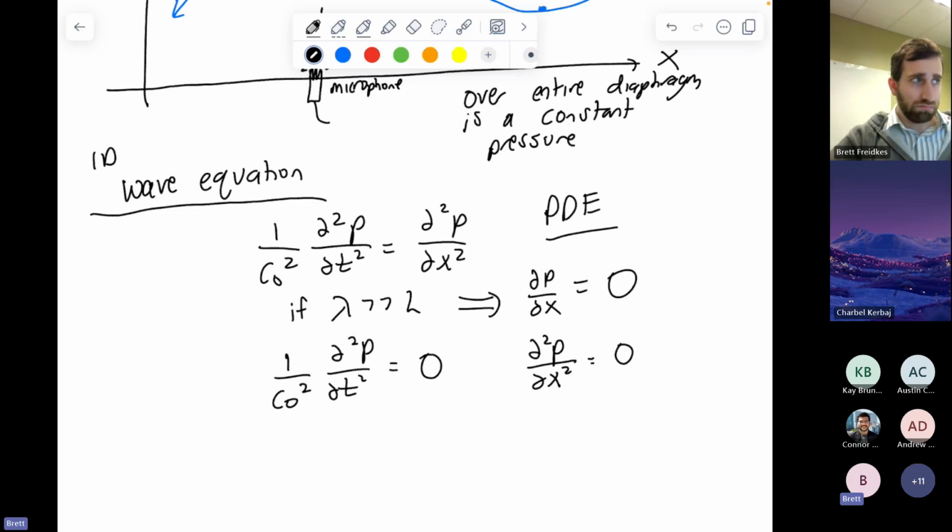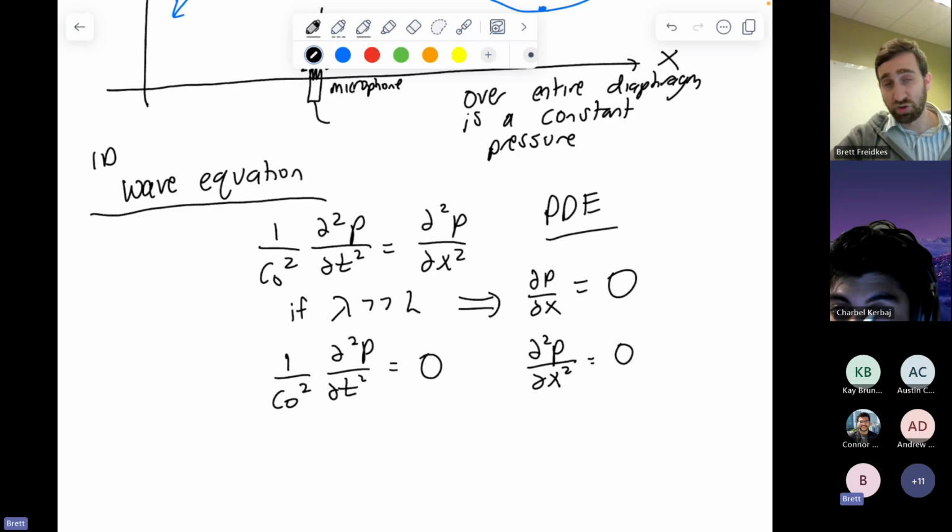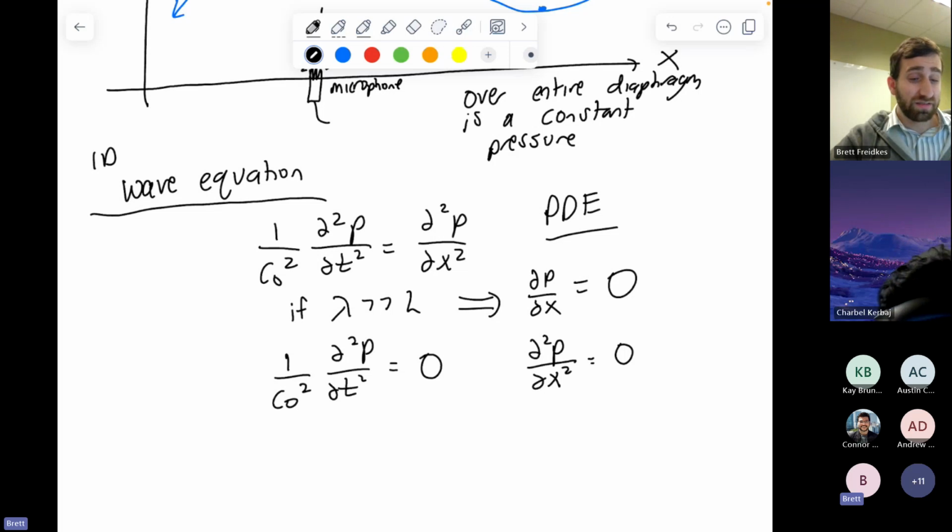Are we buying this so far? Basically, the big thing here is that lambda has to be much greater than L. If you start getting close and those numbers aren't as far away as you would like them to be, then you have issues with your modeling and it won't be as accurate.